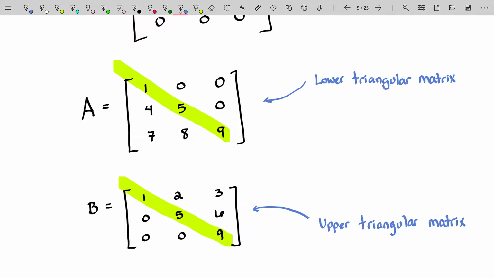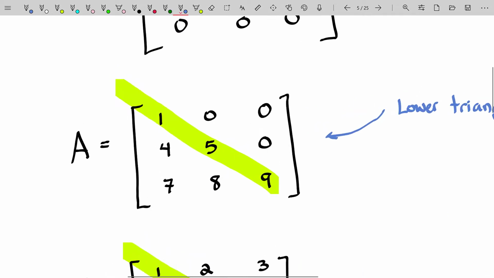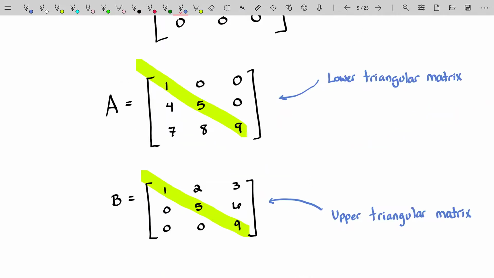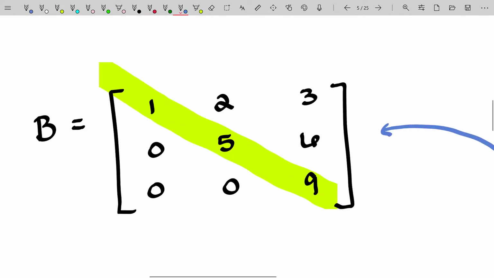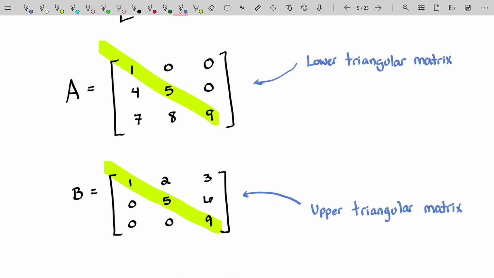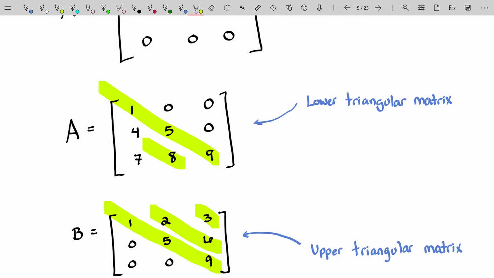These are essentially square matrices where you have all 0 entries above or below the main diagonal. It's lower triangular if all the entries above the main diagonal are 0, and it's an upper triangular matrix when all the entries below the main diagonal are 0. Basically, it's upper heavy. You can think of it that way. It's heavily weighted on the upper half, so it's an upper triangular matrix. The other one, the lower triangular, is heavily weighted on the lower triangle of the matrix.